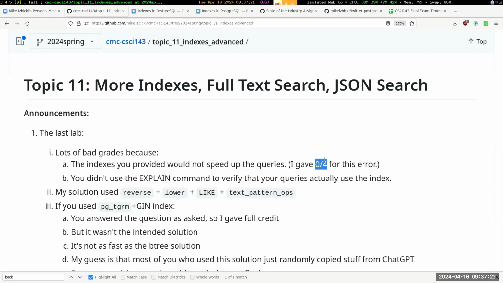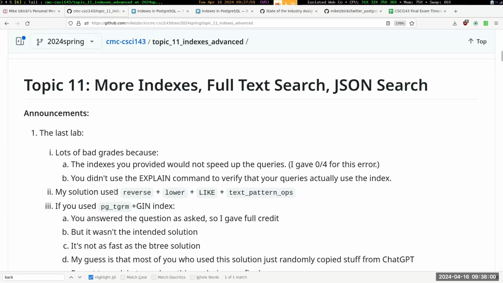And if you're in that situation, then I gave you 0 out of 4 points for the lab for that error. And I guess I'll also remind you that you probably didn't use the explain command just to verify that your queries were actually using that index. The 0 out of 4 points, not a huge deal in the grand scheme of things, but if you come into the final exam and make those same sort of mistakes, then you will get very, very few points on the final exam. So definitely make sure that you understand why you did not do well on the lab if you did not do well before coming to the final exam.